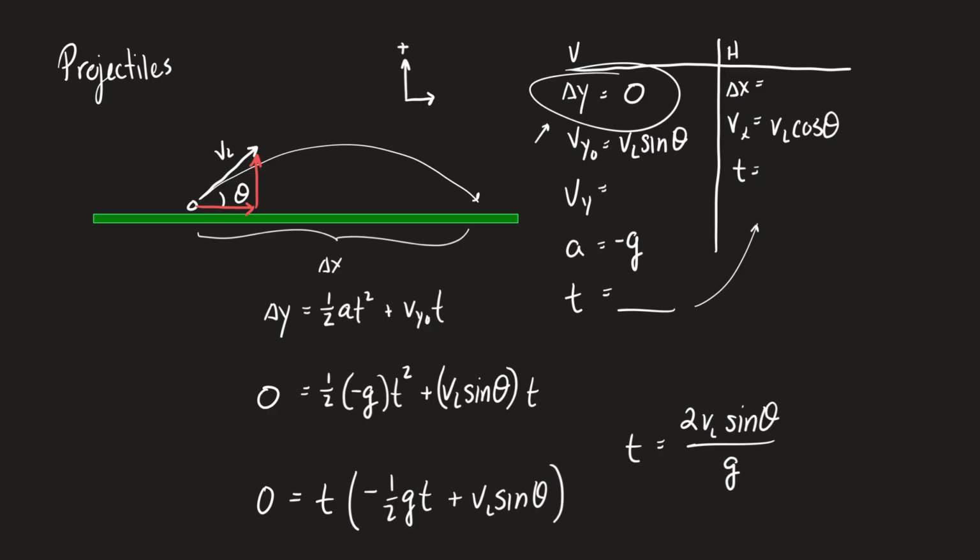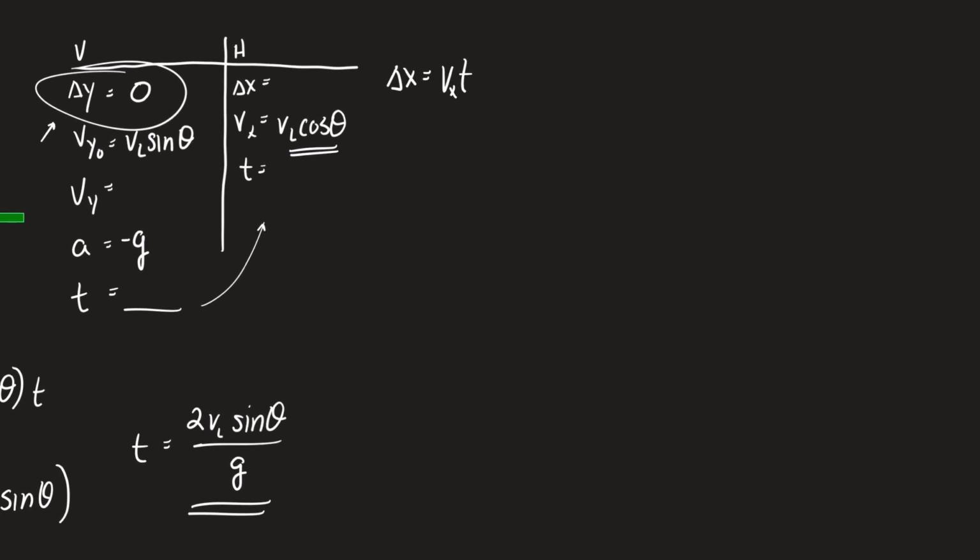But now, again, our goal is to come up with the range, and the range is to take delta x, multiply by vx and t. That'll give us the range. So this is my delta x, this is my t. So let's bring them together, and I'll get delta x equals VL cosine theta times 2 VL sine theta over g.